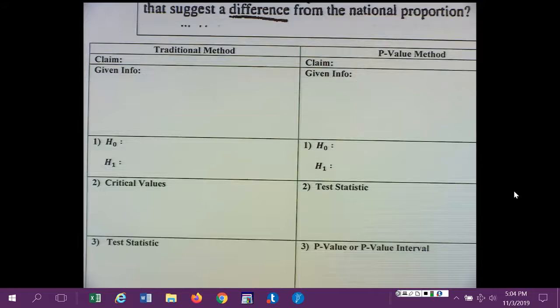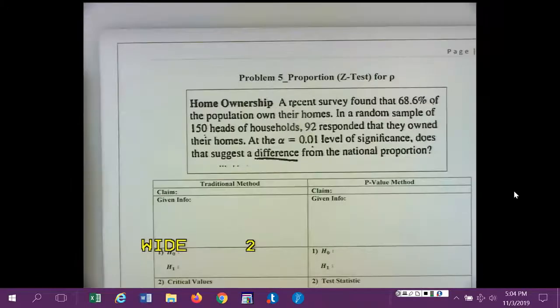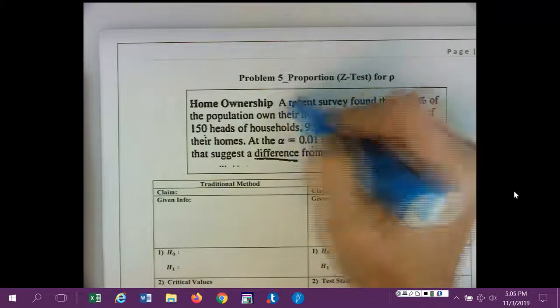With that being said, I think these are pretty general and basic. We're going to take the same approach with these 2 problems. Again, one of the 3 will not be represented. We can do a left-tailed, a two-tailed, a right-tailed proportion z-test for true population proportion, but I only have 2 examples in the packet. A recent survey found that 68.6% of the population own their homes.